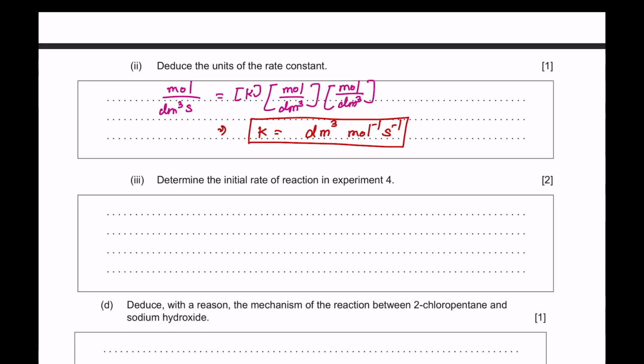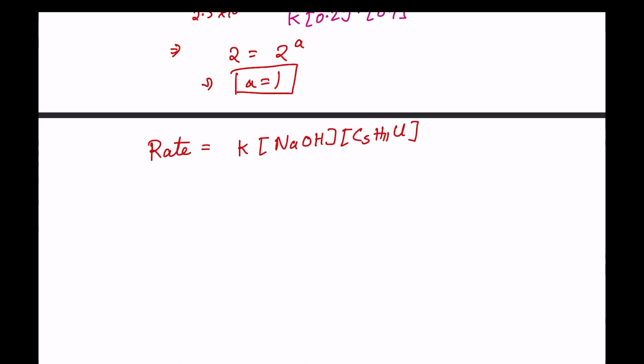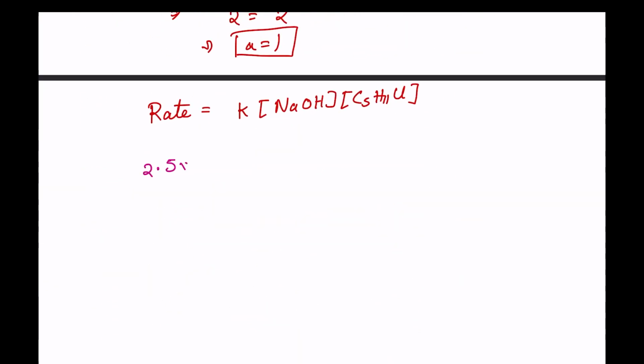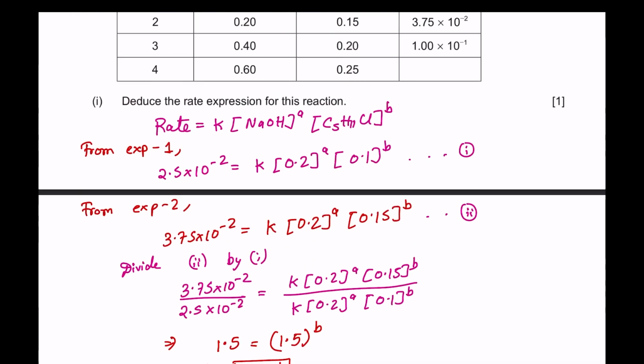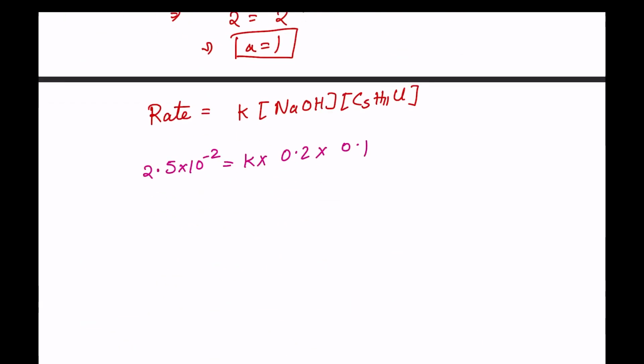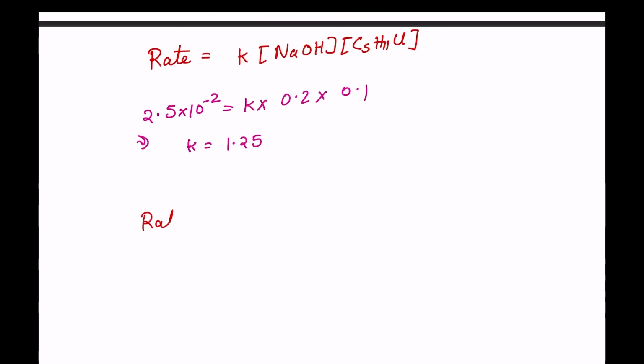And we have to determine the initial rate of reaction for experiment 4. Before that, we have to find the value of this rate constant K, which was actually important here and I missed it. So let's just find it. Just use experiment 1, it will be easy. So 2.5 times 10 to the power minus 2 is equal to K times the concentration of NaOH, 0.2, and the concentration of C5H11Cl is 0.1. So from here we can get the value. The value of K becomes 1.25 and the unit is dm cube. I'm not using the unit here. Finally, the rate becomes 1.25 NaOH C5H11Cl. Yes, this is okay.